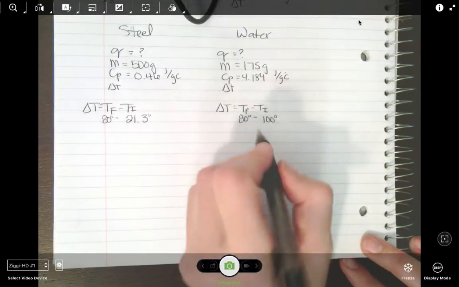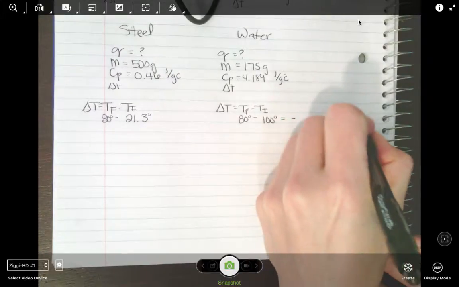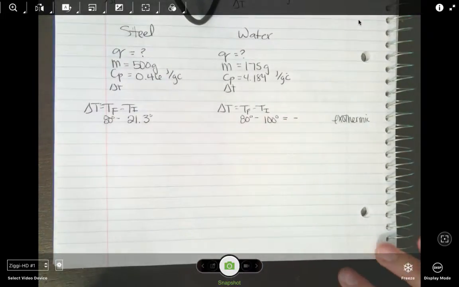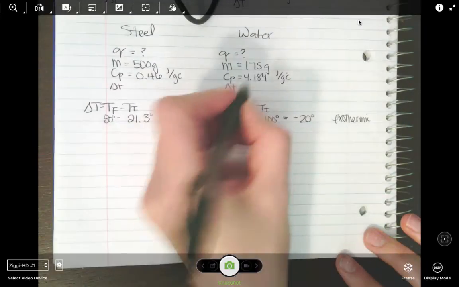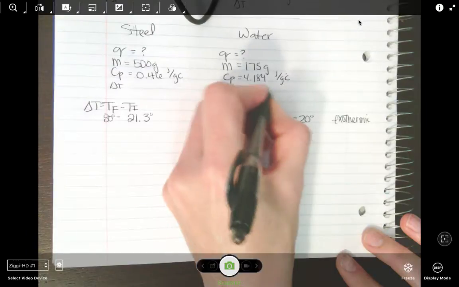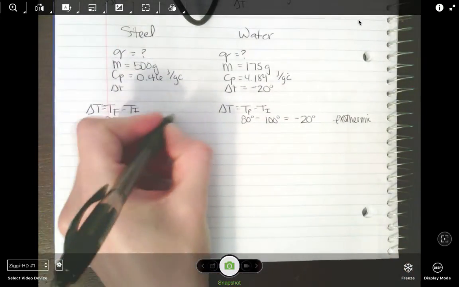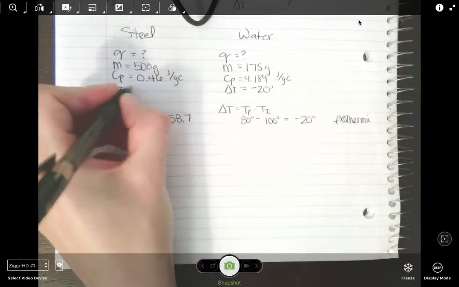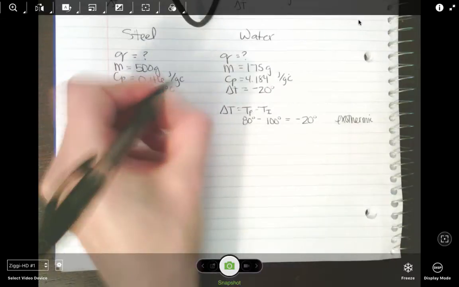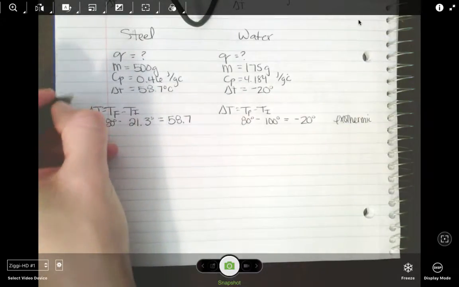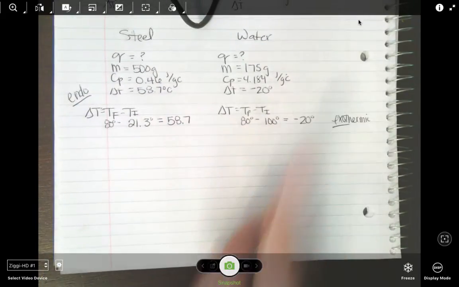On your delta T for water, it's going to be negative, which makes sense because it's exothermic. All exothermic substances have negative delta T's and negative Q's. Therefore, my delta T up here is going to be negative 20. 80 minus 21.3 is going to be 58.7, which is a positive delta T, which makes sense because the steel would be absorbing energy endothermically. So you have endo and exo.